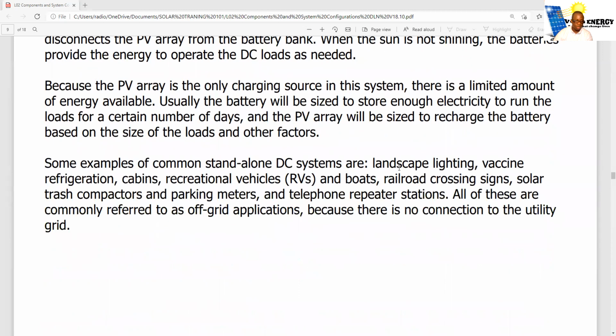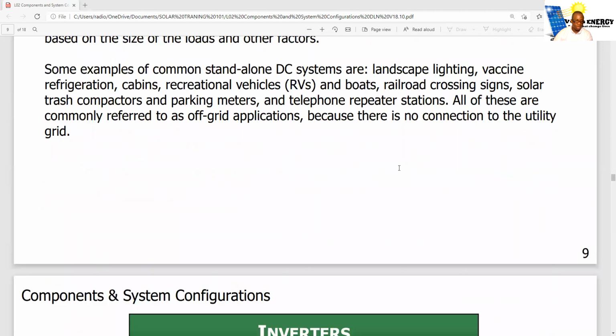Some examples of common standalone DC systems are landscape lighting and a small refrigerator if you have a little town or village health center. You can have such a system with a DC refrigerator there to keep the drugs and things in. It's very important. All of these need to be taken into consideration.